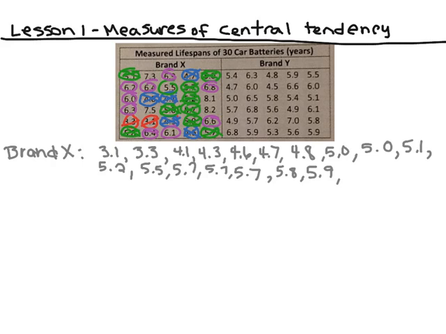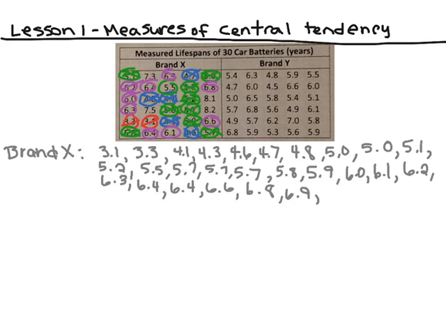And in order, it goes 6.0, 6.1, 6.2, 6.3, 6.4, 6.4, 6.6, 6.8, 6.9. And last, we have 7s and 8s. So we have 2 7s and 2 8s. So 7.3, 7.5, 8.1, and 8.2. Good. Now they're all in order.